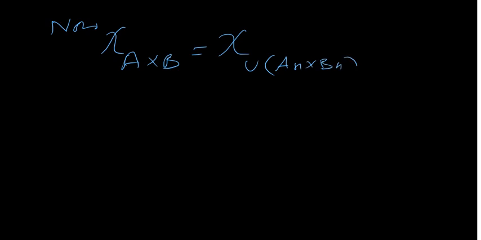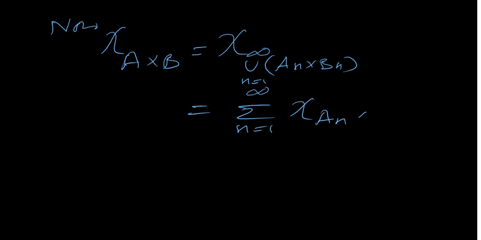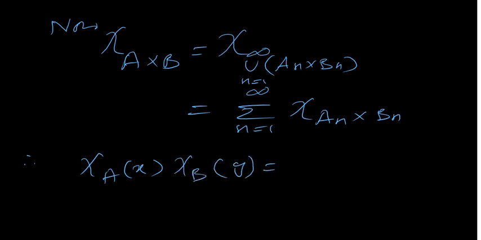Now this thing which is trivial, chi of A cross B. What's A cross B? A cross B is a disjoint union. Chi of the disjoint union A_n cross B_n, n runs from 1 to infinity, is equal to the summation n runs from 1 to infinity chi of A_n cross B_n. So therefore we can see that chi of A(x) into chi of B(y) is equal to summation n runs from 1 to infinity chi A_n of x into chi B_n of y.